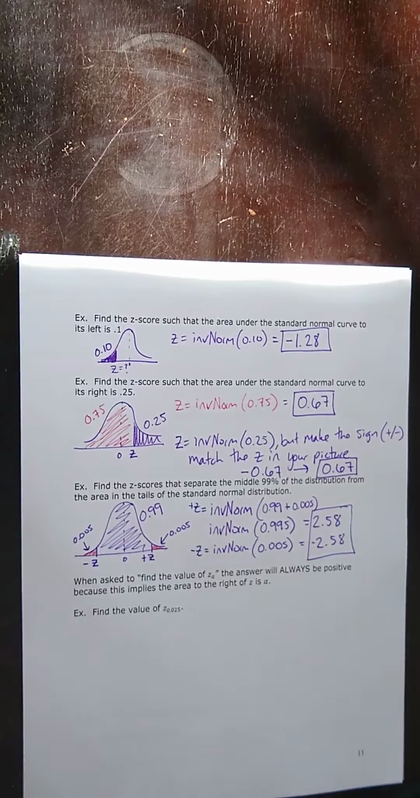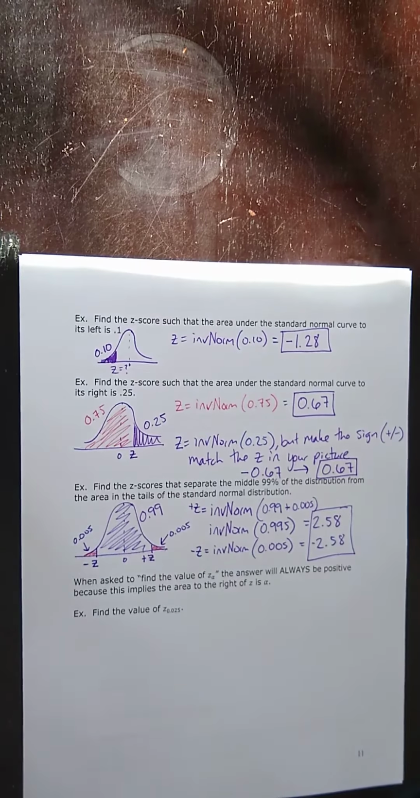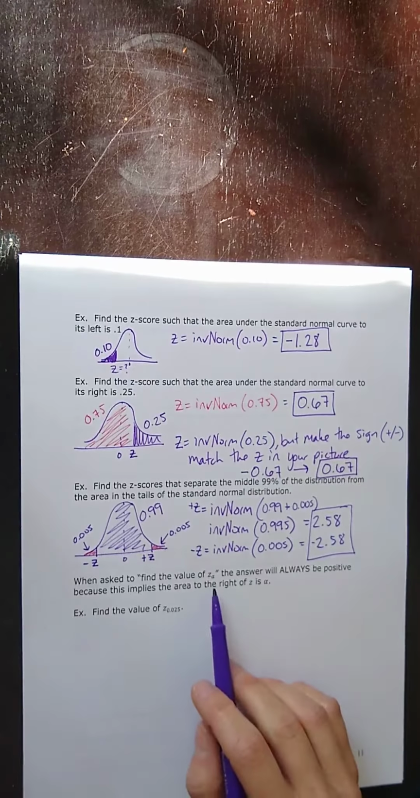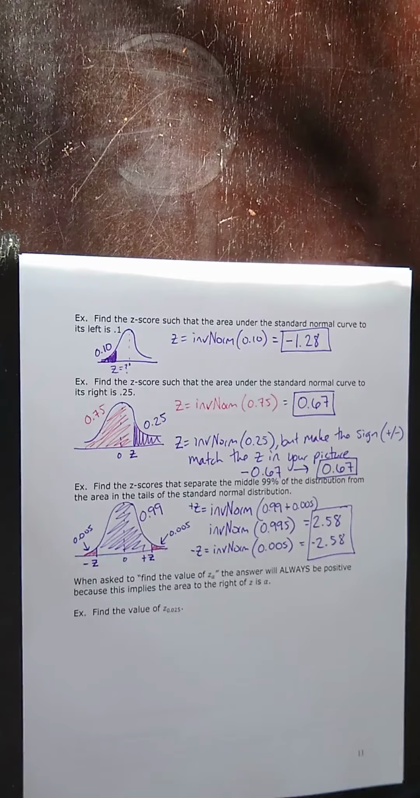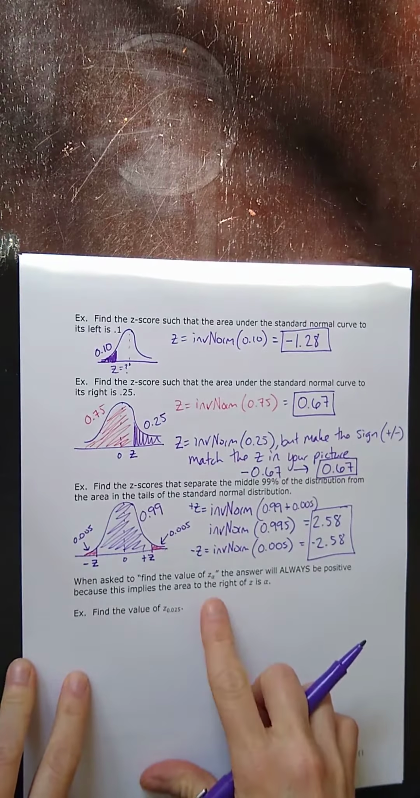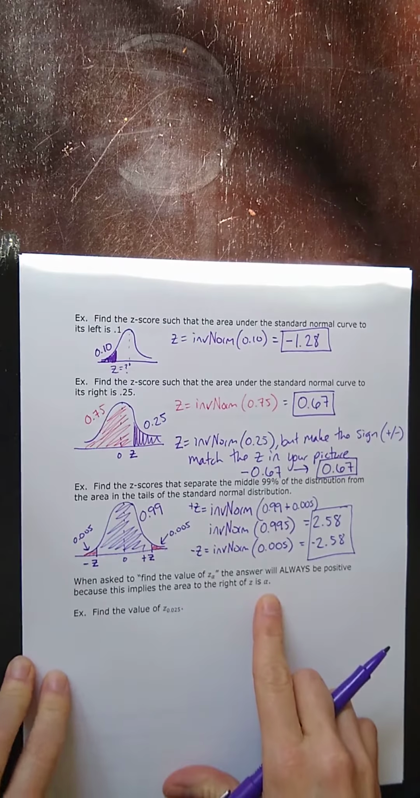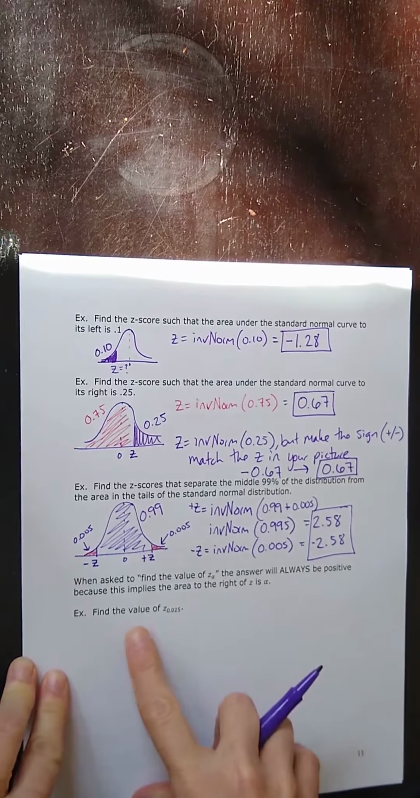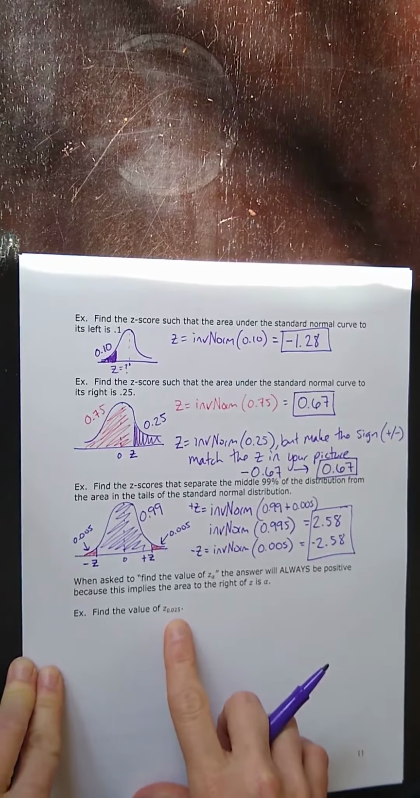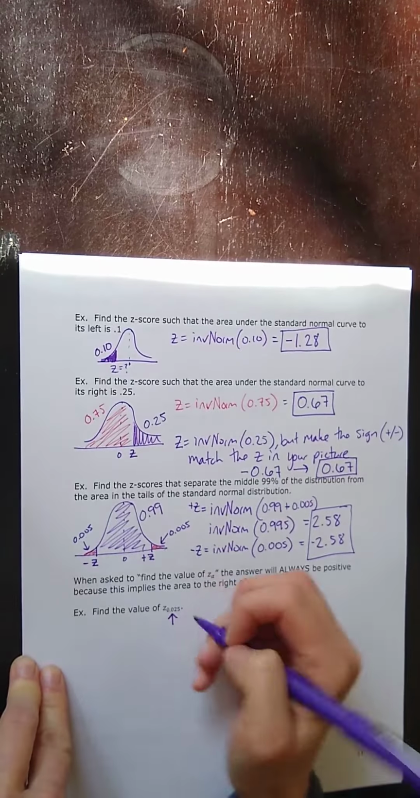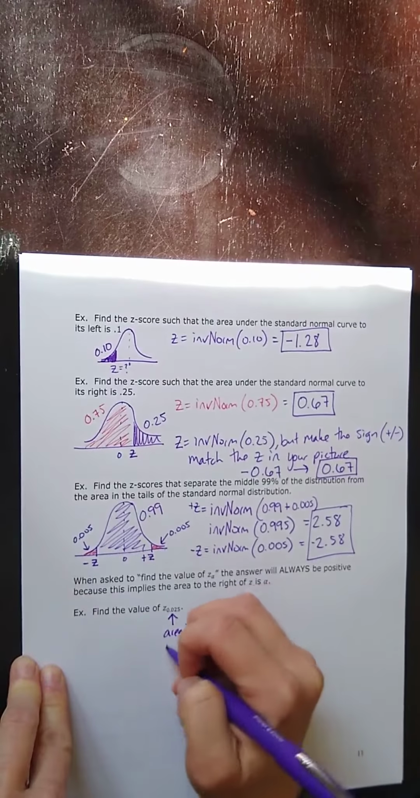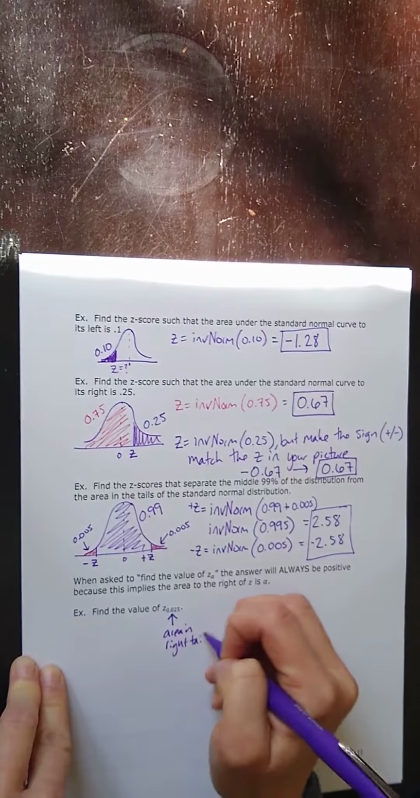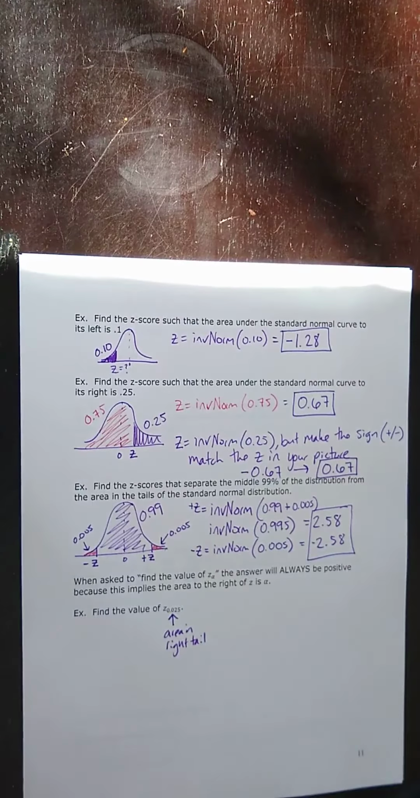This question is kind of leading us into some future terminology that we're going to use. So this is z sub alpha. So when we are asked to find the value of z sub alpha, it's always going to be a positive because they are referring to the fact that the area to the right of z is alpha. So when they say something like this, find the value of z sub 0.025, what they're telling you is that this is the area in the right tail, and they want you to find the z.